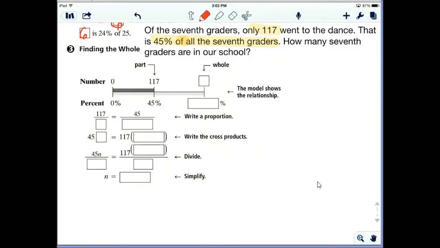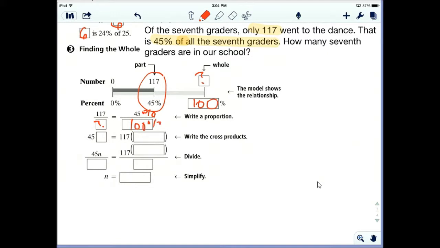So we only have 117. If you notice, guys, they're showing you the little picture. They're saying that 100% would be if all the students showed up. So that did not happen. Therefore, I don't know my whole. But I know that 117 is 45% of the total. So if I set this up, it would be 117 over what? I don't know. And 45% over 100%.